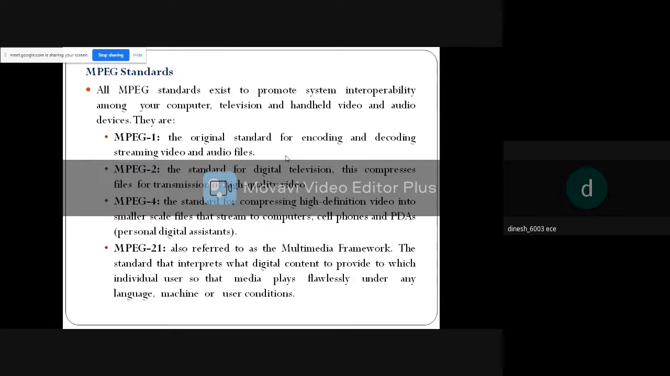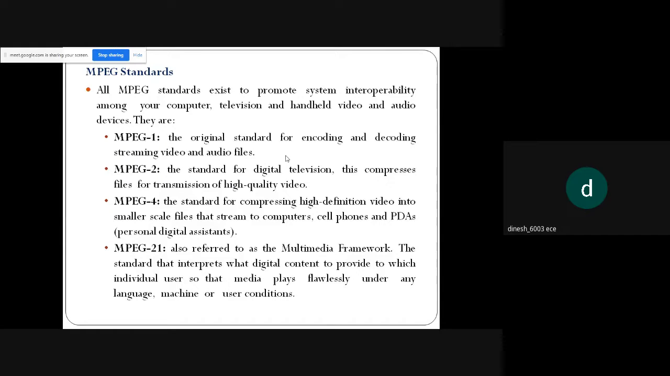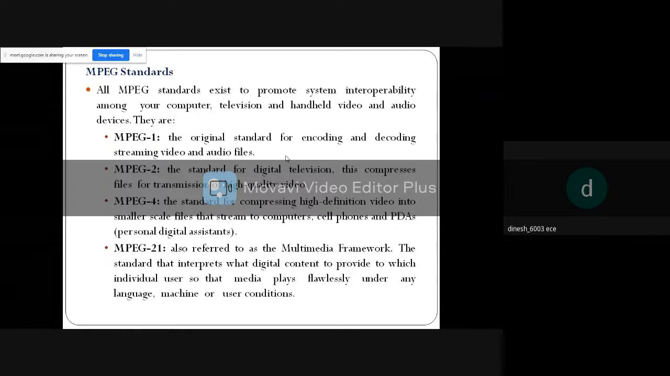So depending upon the need and application, the corresponding MPEG standard is being used.